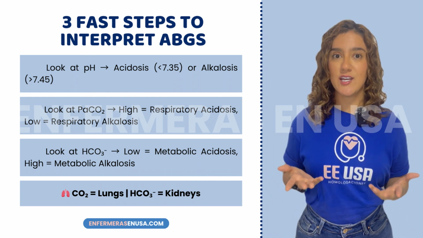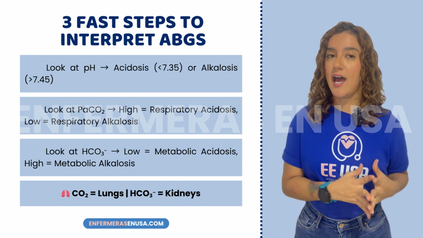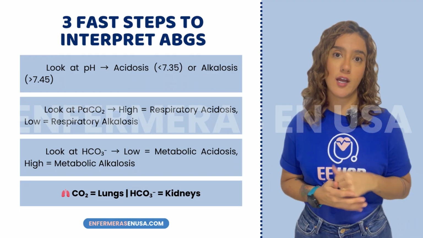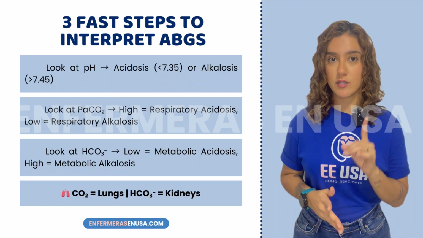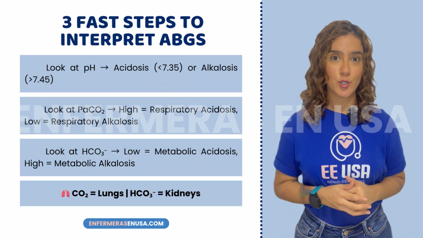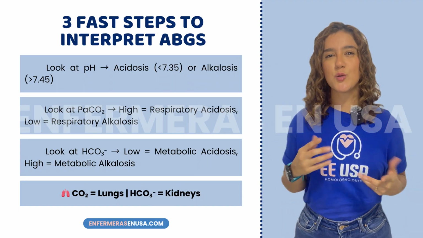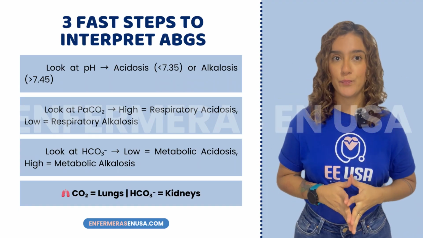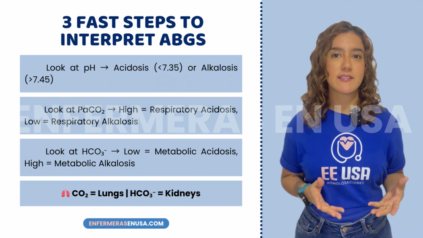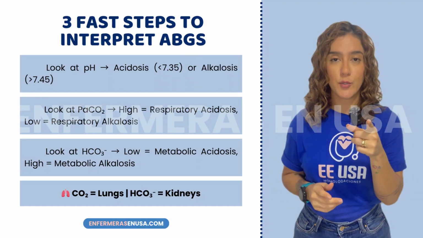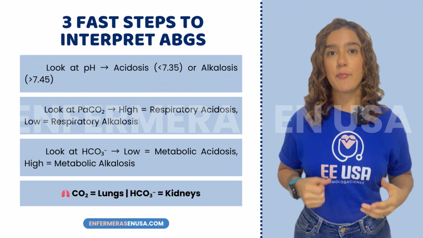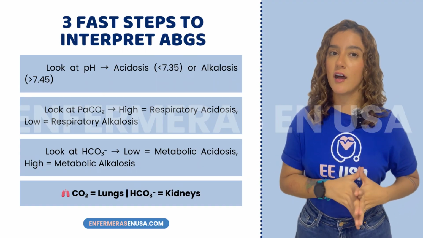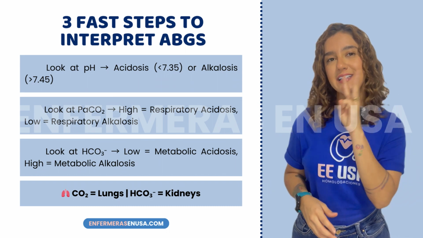Look at the PaCO2, the respiratory side. If the CO2 is high, like 45, it's a respiratory acidosis. But if the CO2 is low, like 35, it's a respiratory alkalosis. Think of the CO2 as bubbles of carbonic acid. More acid, more CO2. If your patient hypoventilates, CO2 builds up. That's a respiratory acidosis. If they hyperventilate, too much CO2 is lost. That's a respiratory alkalosis. Now, finally, step 3.